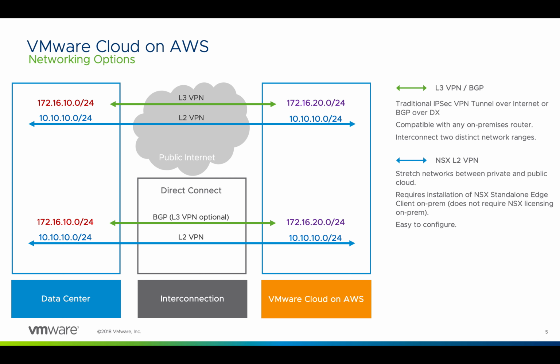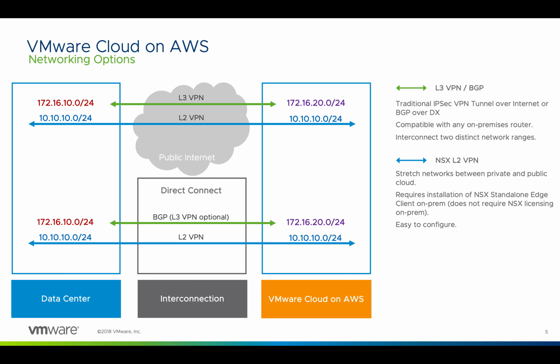So 10.10.10.0/24 is stretched to the cloud. All the traffic on the subnet is encrypted and stretched to the cloud. You can have VMs on the same subnet, but in different regions communicating if you need. What's good about this option is that there is no requirement to own any NSX licenses. You can actually download the NSX Standalone Edge client on my.vmware.com and install it, and it's pretty straightforward to then stretch your network. So that's the first option to stretch network to the cloud.